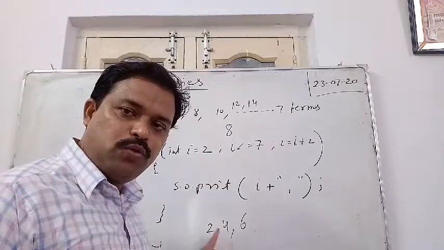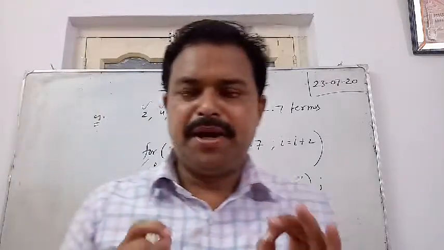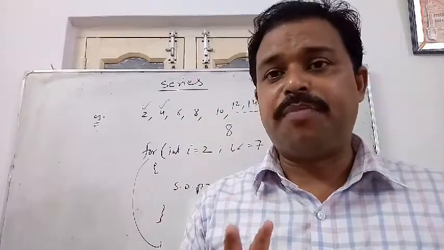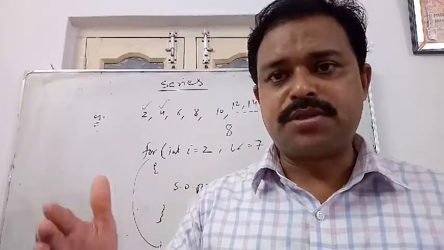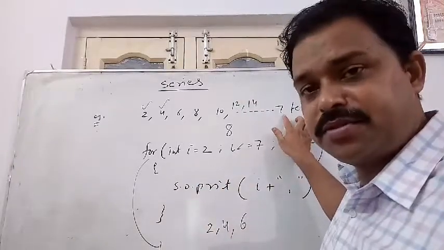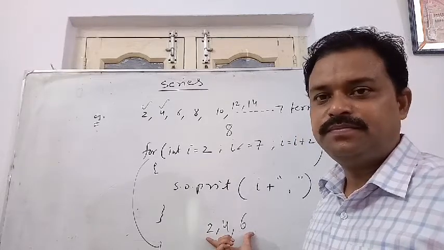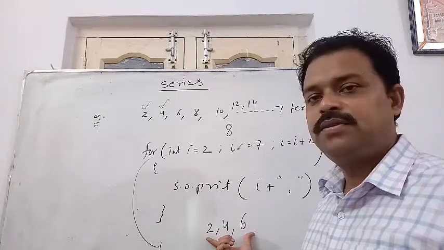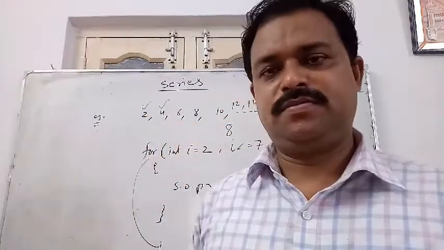Though I have printed the values 2, 4, 6, and it was coming also 2, 4, 6, the most blunder mistake in this program we have done is that the number of terms you have not printed: 7. Means 7 number of terms. 7 terms you have not printed. My question was that you have to print 7 terms. Total how many terms have you printed? Only 3.